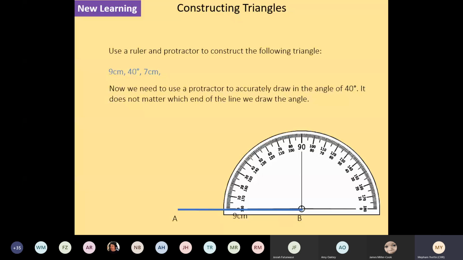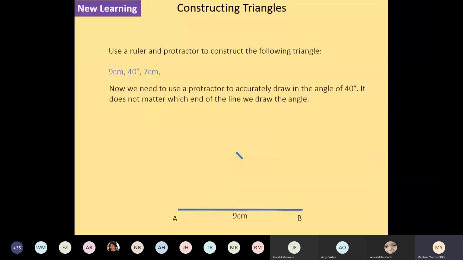Just because I fancy using the protractor at point B, I'm going to align my protractor so that the center of the protractor is at the end of the line. I'm going to make sure that the bottom of the protractor is lined up with the line as well, and it starts at 0 degrees. So from 0 degrees, I should be able to count round up to 40 degrees and mark the line here, just like we've done in lessons. And then we should be able to construct a line.